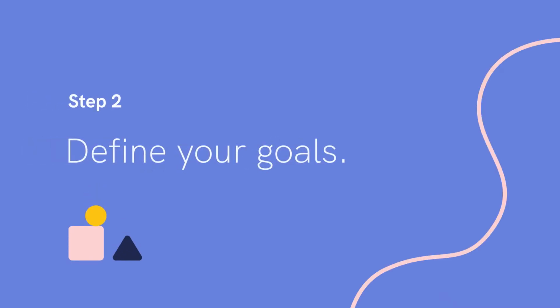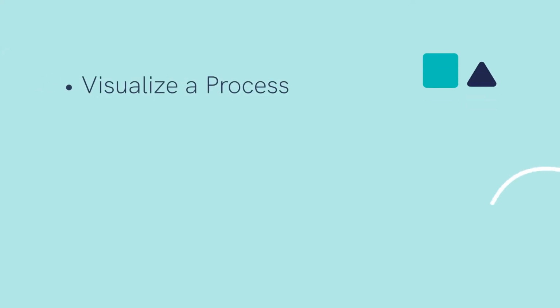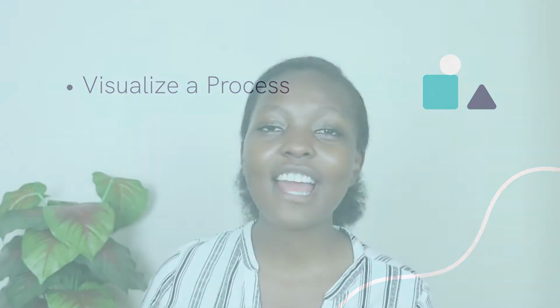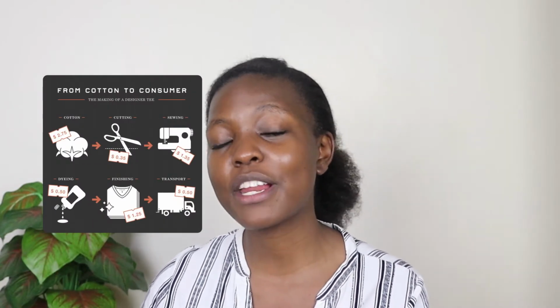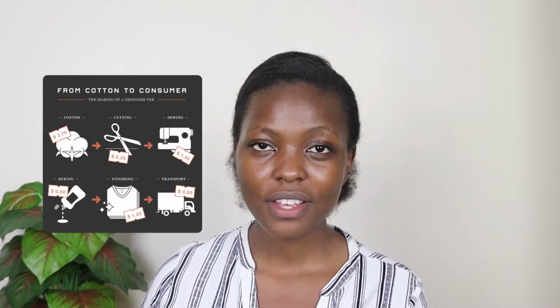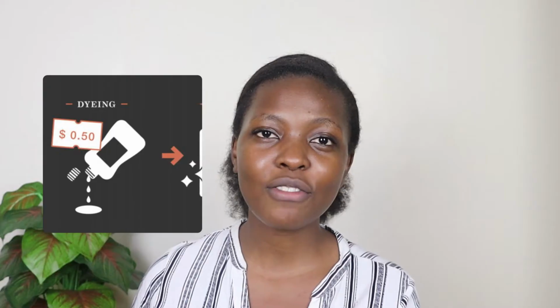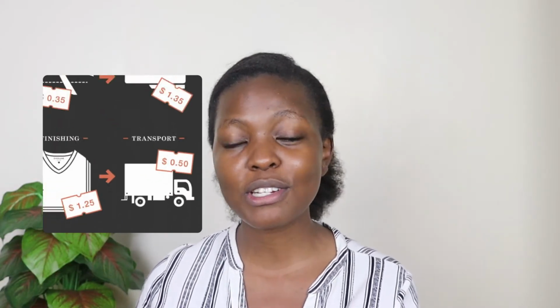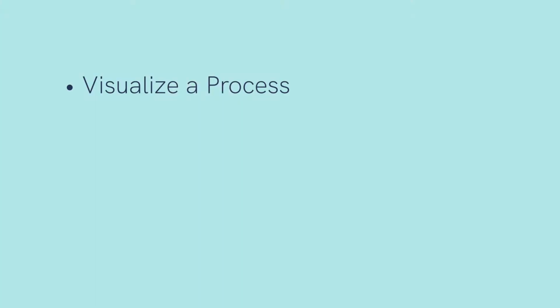The second step is to define your goals. A visual can look a little unfocused if you do not have a clear goal. An infographic can have several goals. For example, it can visualize a process. In 2011, Everlane created an infographic explaining why clothes cost more than they should. They took you through the process of what it takes to create a basic t-shirt and how much each step costs. In the second half of the infographic, they show you how companies mark up their prices and how it's sold to you at a much higher price than it needs to be.